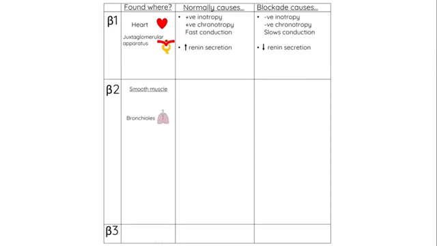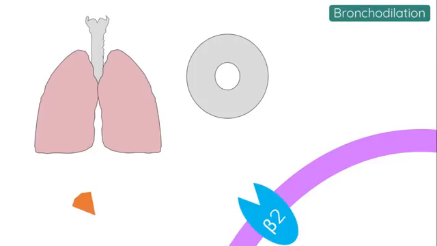Beta 2 receptors are found predominantly in areas of smooth muscle, for example, as previously mentioned, in the smooth muscle of the bronchioles in the lungs. Activation of these beta 2 receptors causes smooth muscle cell relaxation. So let's look at the lungs then.